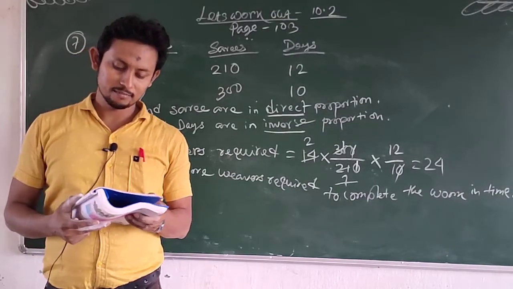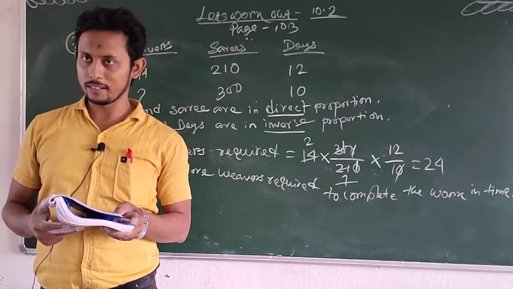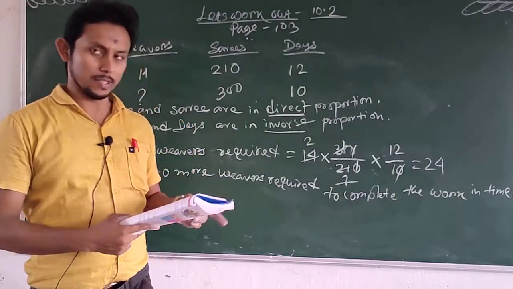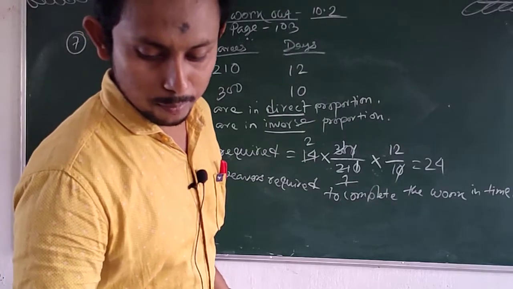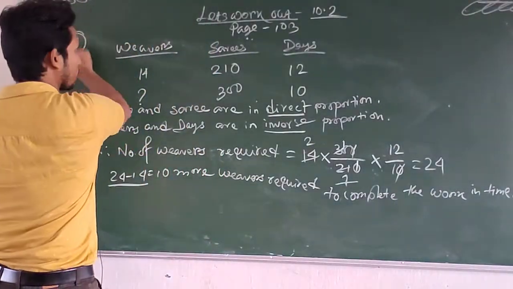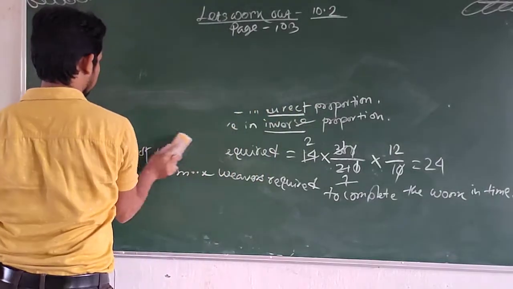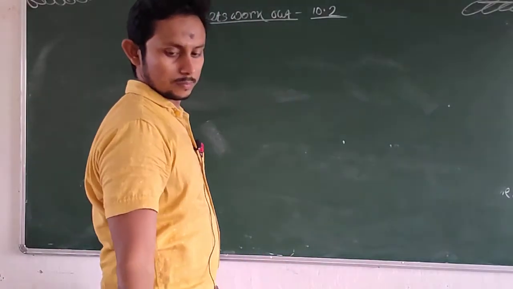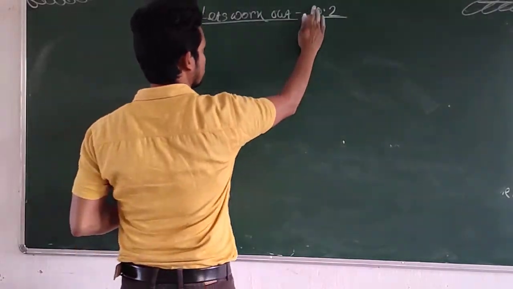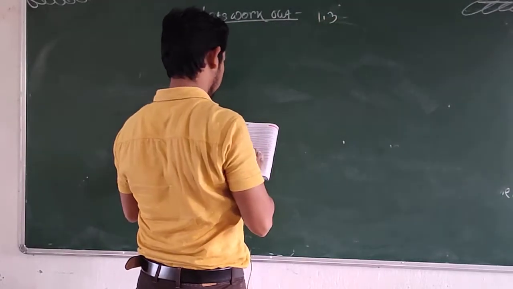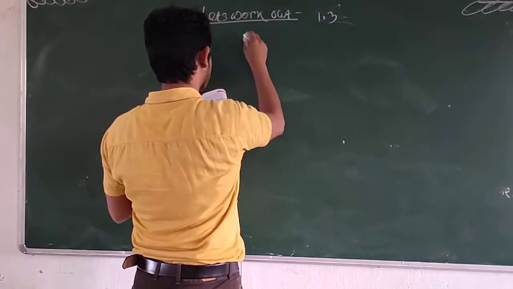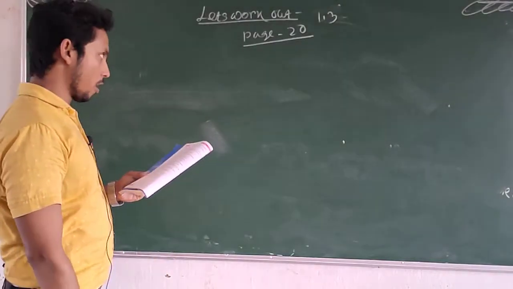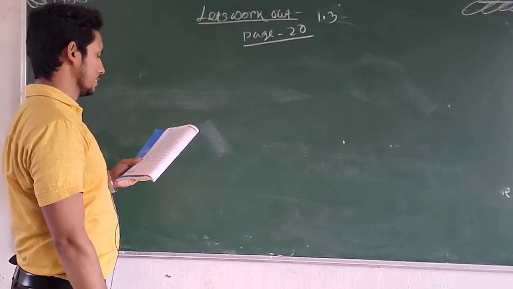Number 8. Oh, we have to draw it. Have you got compass, scale? Okay, I am showing it to everyone, not only you. I am showing it on the board. Here it is. Let's work out 1.3, page number 20.